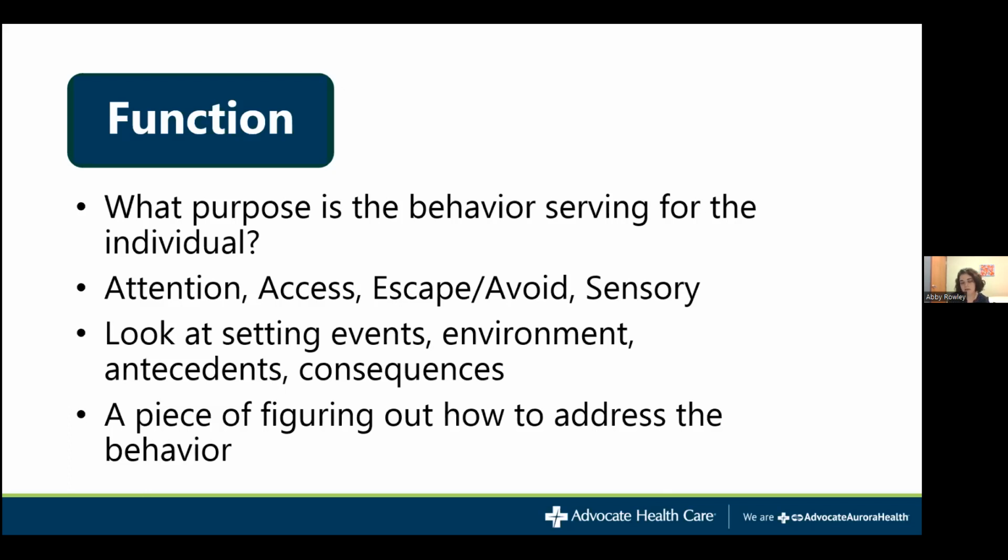So we might see behaviors such as, for example, eloping to avoid a non-preferred environment or task, touching others without permission to gain their attention, screaming in public to get what they want. That's the classic example of a child throwing a tantrum in the grocery store. The parent wants to avoid a scene, gives them the candy bar. Well, we've just reinforced the behavior and they gained access to what they wanted. So when we look at function, that informs our strategies for addressing the behavior.